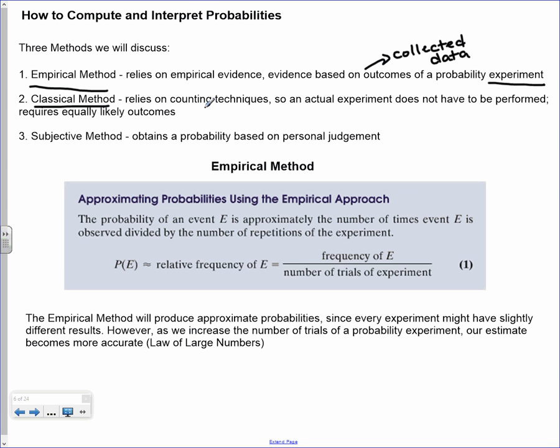Now, not everything can be done with the classical method. It has to have equally likely outcomes. And so, like rolling a die or flipping a coin, all those we could do the classical method with. But many things we're just going to have to do the empirical method with because there's not a way to do the classical method. Then we've got the subjective method, which basically we just kind of touch on here just to let you know that there are going to be some probabilities that are given, especially in the media and the news, that you're going to see that really aren't calculated using the empirical or the classical method. So it's kind of a catch-all for anything else goes into that subjective method.